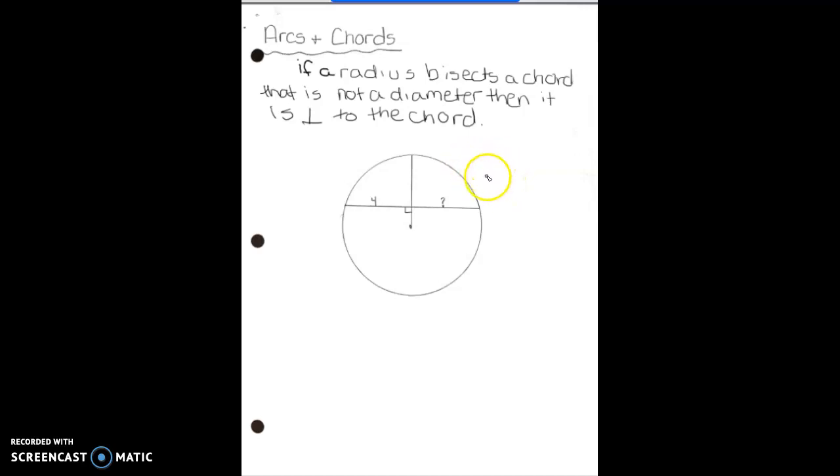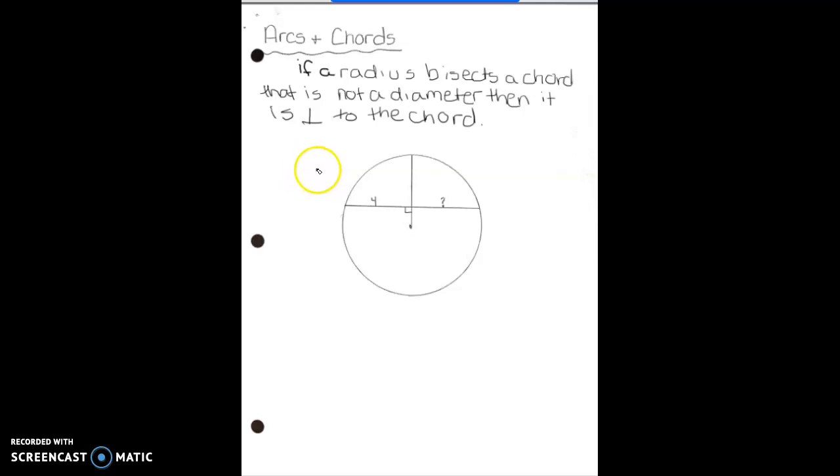So here we are on our next note page. This one's on arcs and chords. And so right now we're really going to focus on the chord part of this. Arcs will come a little bit later, but the chord, let's really talk about that. Think back to your vocabulary from last Friday on the Quizlet.